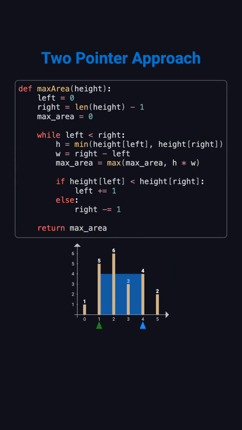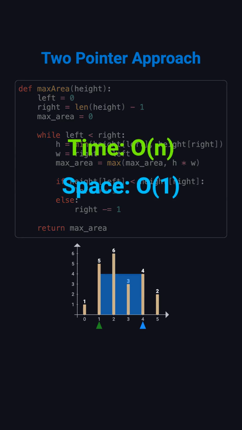The Python implementation is simple. We use two pointers starting at both ends. At each step, we compute the area using the shorter height and the distance between the pointers, update the maximum, and move the pointer at the shorter side. When the pointers meet, we return the maximum area. This runs in O of n time with O of one extra space.